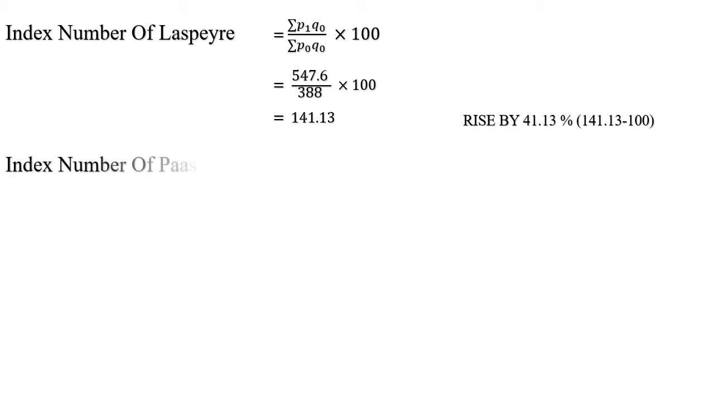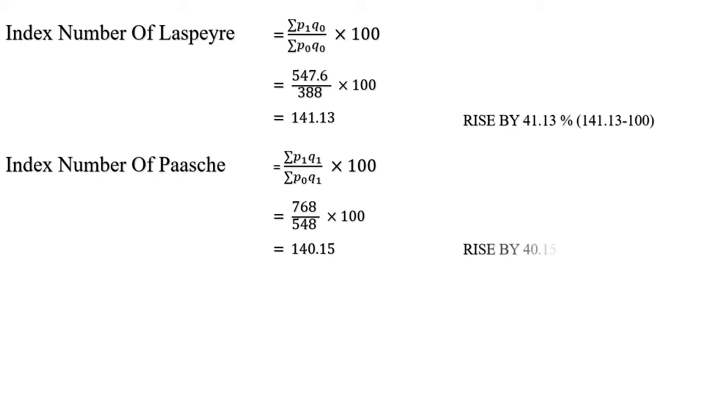Next, index number of Paasche, that is summation P1Q1 upon summation P0Q1 into 100. Just put the value 768 upon 548 into 100 and then 140.15. So rise of 40.15%, that is 140.15 minus 100.